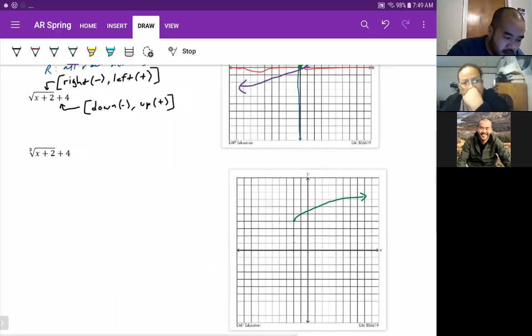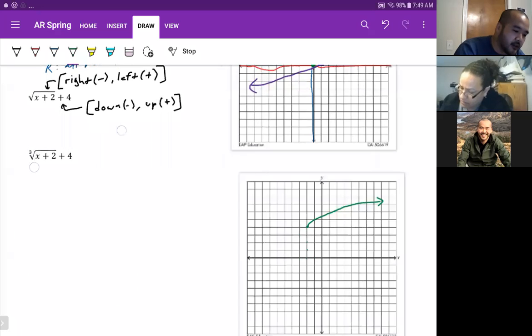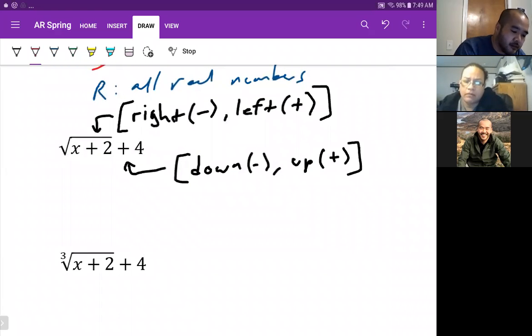So the domain is from -2 to infinity. And then the range is from 4 to infinity. So domain, X is greater than or equal to -2. Range, y is greater than or equal to 4.